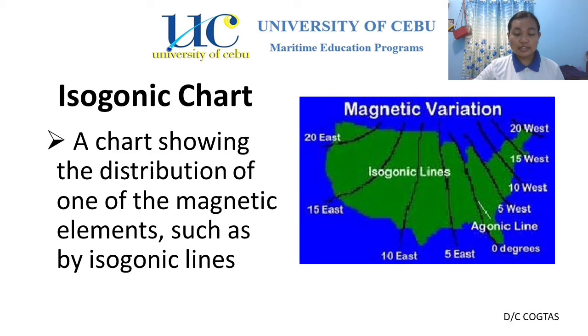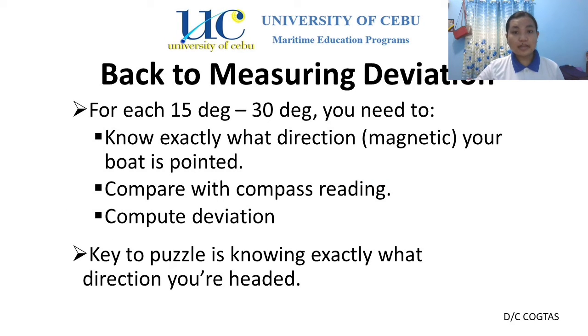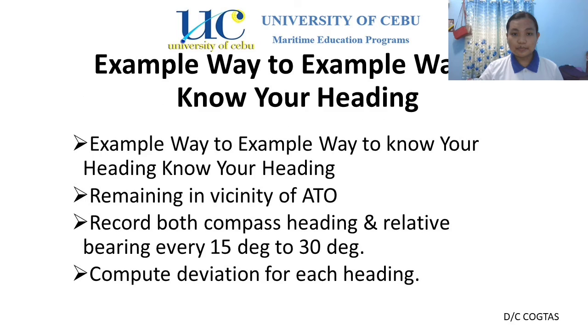An isogonic chart is a chart showing the distribution of one of the magnetic elements by isogonic lines. So this is an example of an isogonic chart. Back to measuring deviation. For each 15 to 30 degrees, first, you need to know what direction magnetic your boat is pointed. Second, compare with the compass reading. And third, compute deviation. The key to the puzzle is knowing exactly what direction you're headed.